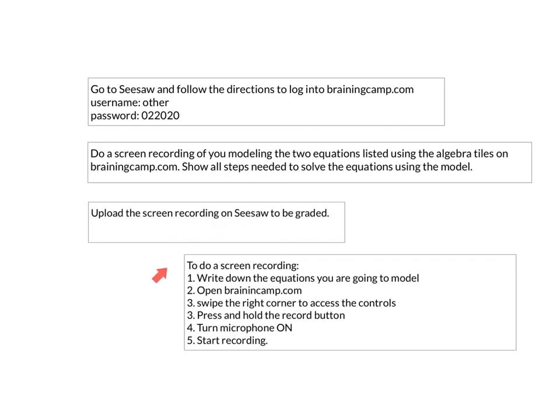Now, if you haven't done that before, here are the steps that you'll use. I would jot down the equations first, and I would open Braining Camp and sign in first. Then you're going to swipe up here in the right corner of your screen. If you swipe down, you'll access the controls. You're going to press and hold the record button, which allows you to turn the microphone on. Make sure you turn it on, and then you can start recording. Once you're done, you stop the recording, and then you can upload that to Seesaw to be graded.